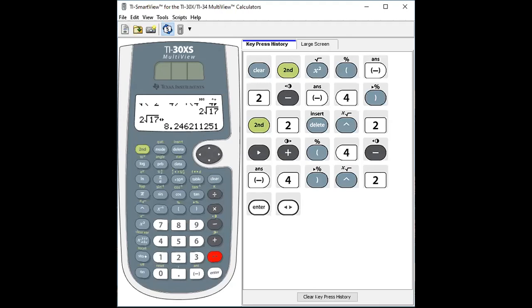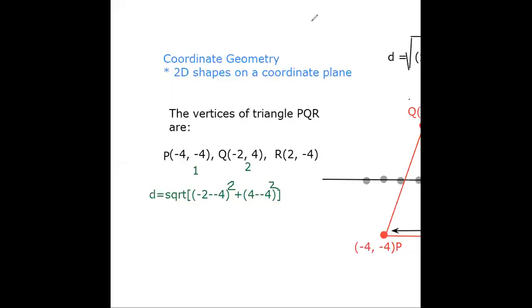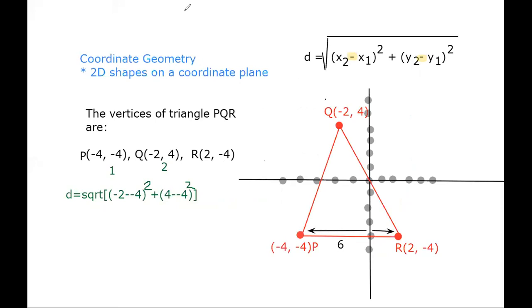Now let's go back to our whiteboard. 2 root 17, or 8.25. So this distance on this side is 2 root 17, or 8.25 if we want to estimate it.